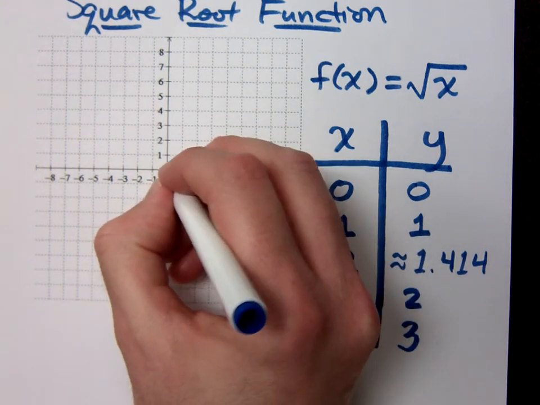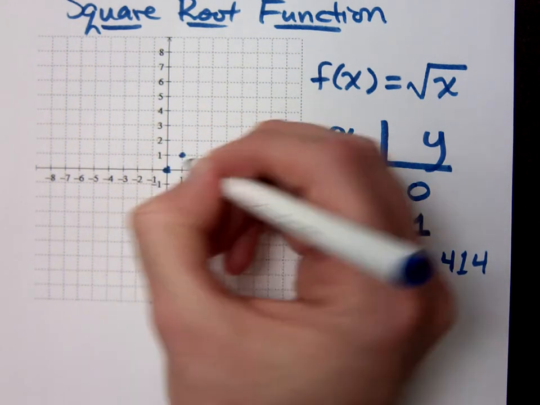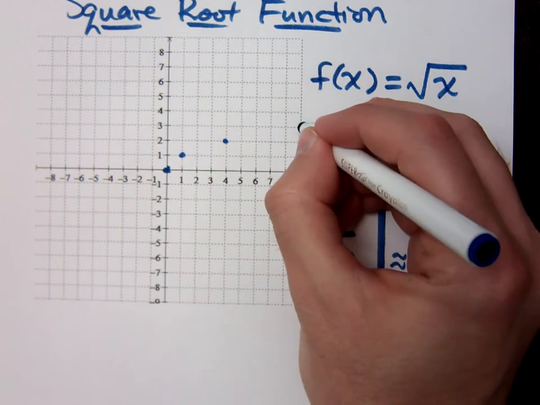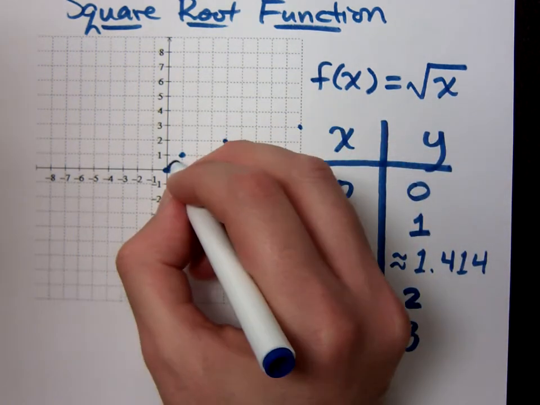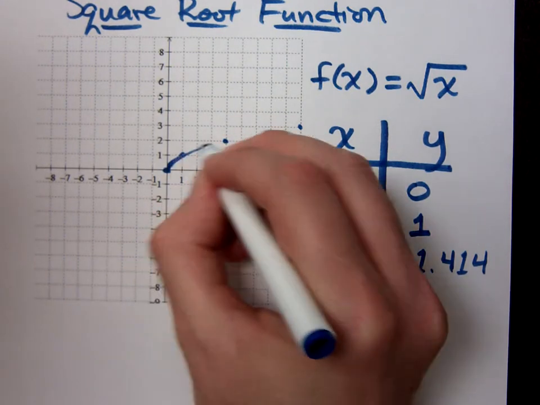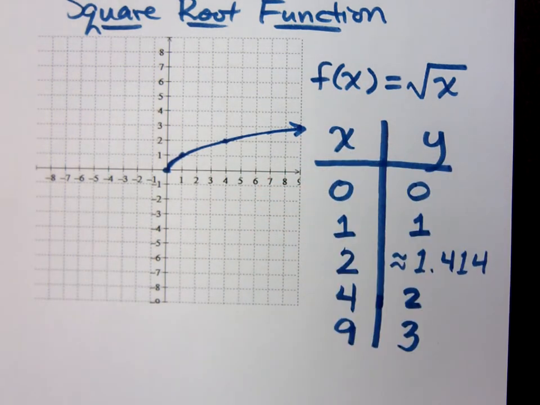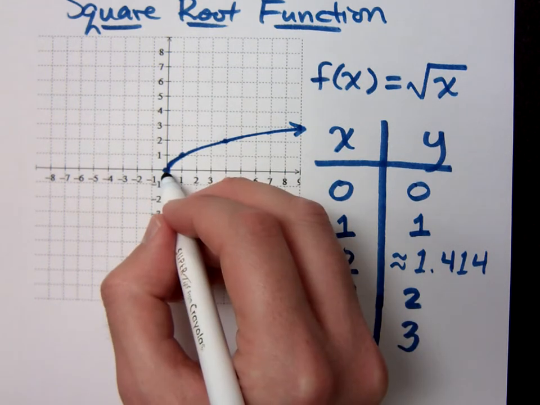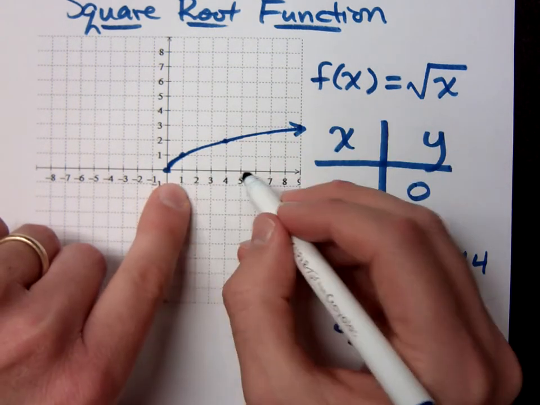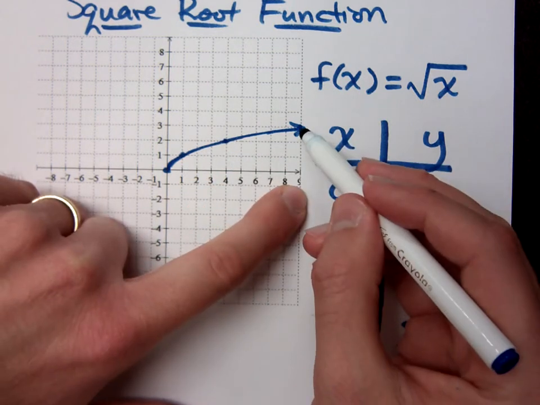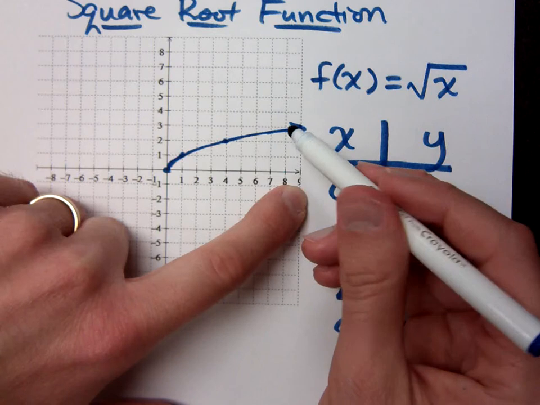So here's 0, 0, 1, 1, 4, 2, and 9, 3. What kind of shape do you see this guy taking? It's like a sideways parabola, right? Kind of looks like a ray, but rays are just like lines and line segments. They're straight, and this guy's not straight. But notice your key point. You start here at the origin at 0, 0. The square root of 1 is 1. The square root of 4 is 2. The square root of 9 is 3. You plug in the nice values here.